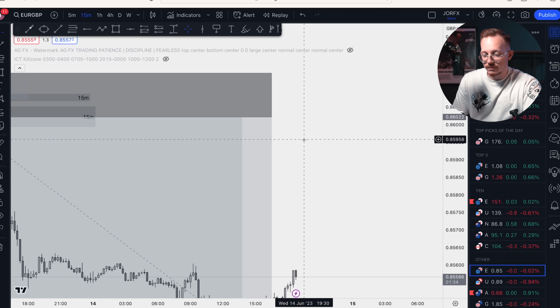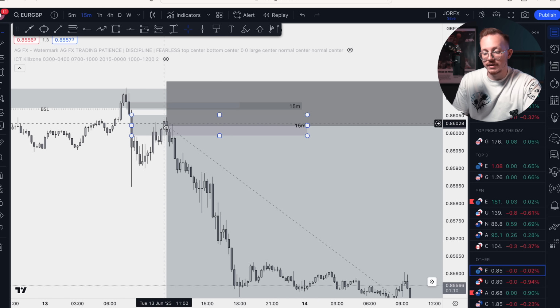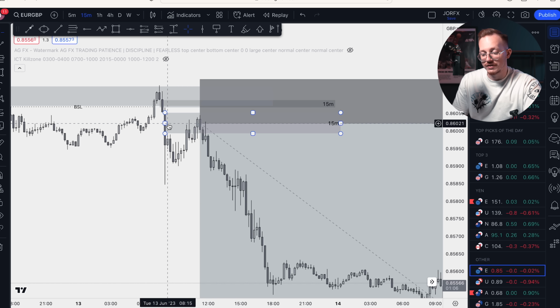Then I zoomed into the 15 minutes, and on this one I didn't even zoom in on the 5 minutes because the 15 minute gave me enough confirmation that I can take the trade from here. So there was one fair value gap up here and there was one fair value gap down here. I just basically took it in the middle of this big fair value gap.